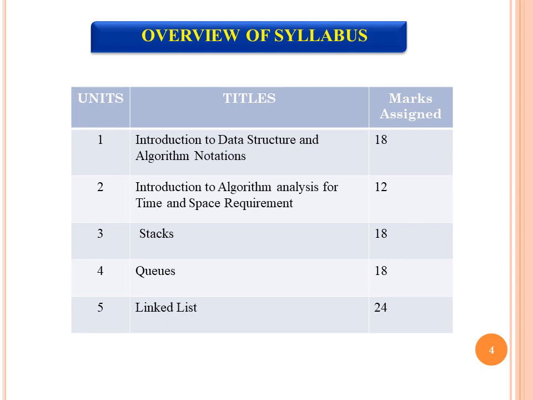In the second unit, there is the algorithm analysis as per the time and space parameter. Means the time analysis as well as the space analysis is given in the second chapter. The remaining stack, queue and linked list are in the 3rd, 4th and 5th chapters.